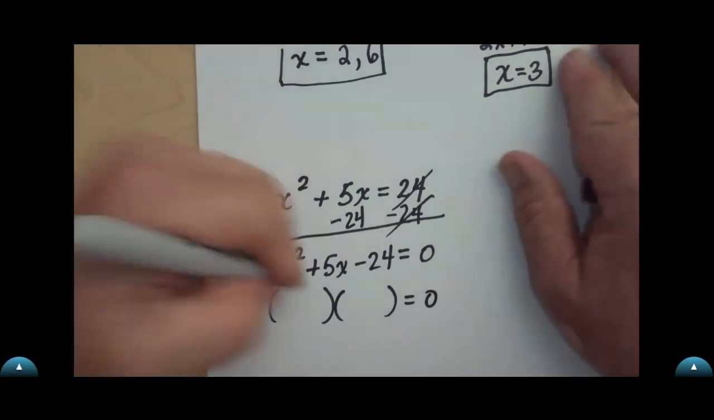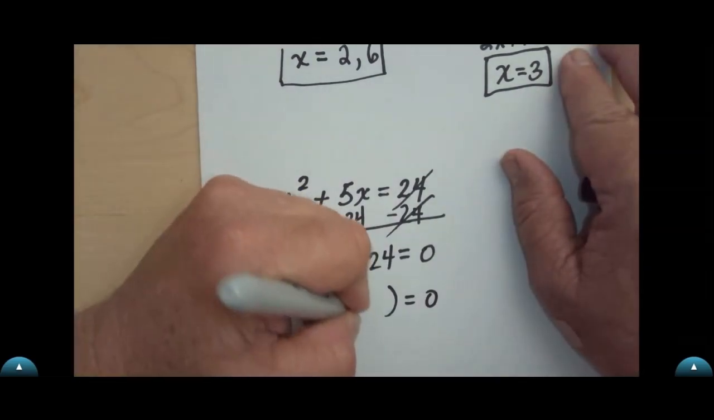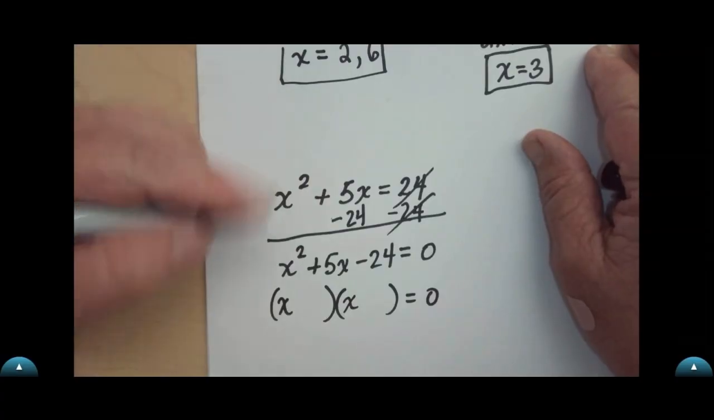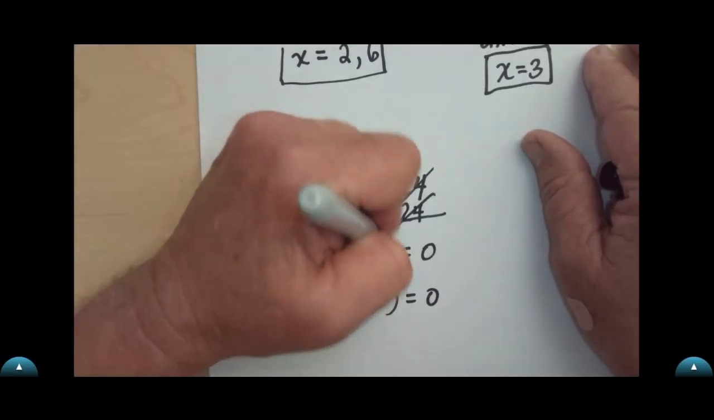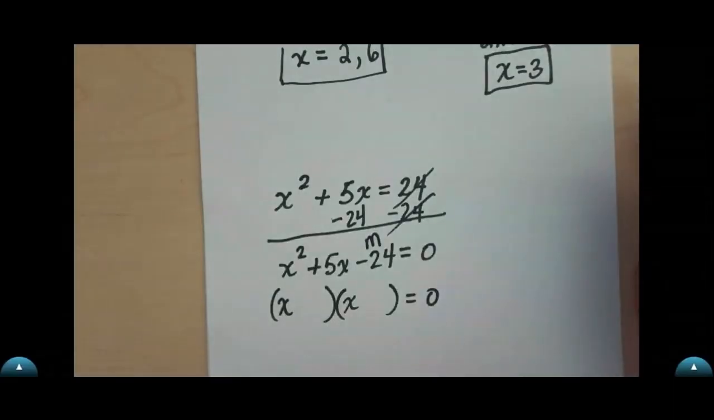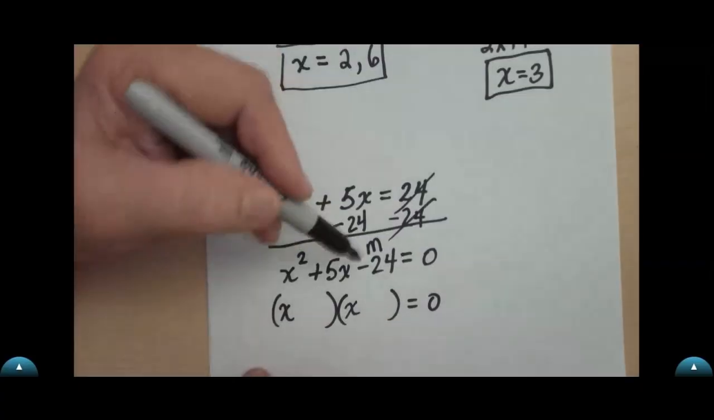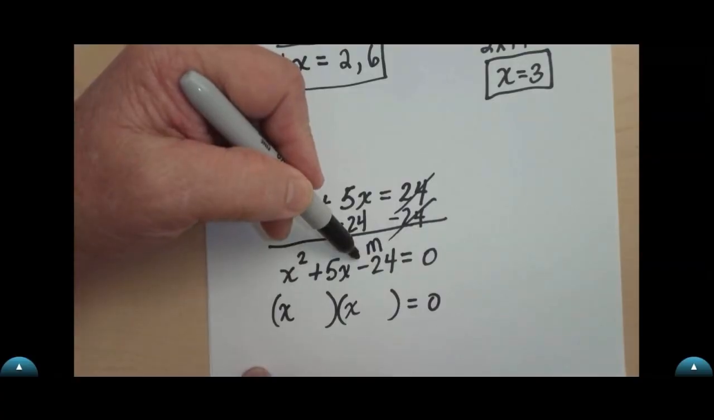Okay, so I know I have to start with x and x because x times x is the only way to get x squared, right? Remember, these last two numbers have to multiply to be negative 24. So are the two numbers going to both be positive? Are they both going to be negative, or are they going to be one of each? One of each. They have to be because they multiply to be a negative number, negative 24.